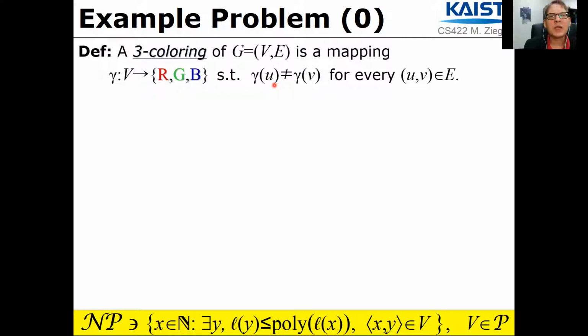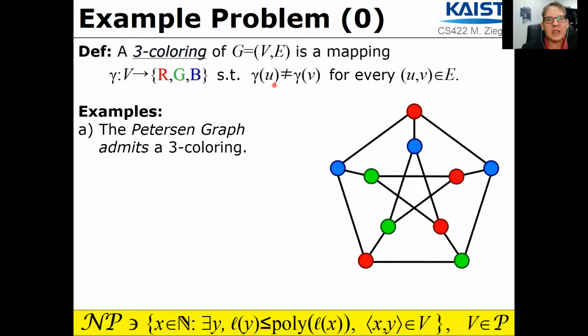But when we restrict the number of colors to 3, then it may be infeasible to satisfy that constraint, may be impossible to assign one of the three colors, red, green, and blue, to the vertices without ending up with two adjacent vertices having the same color. Let's consider some examples, shall we? So here's an example which is called the Petersen graph. Petersen graph is this graph.